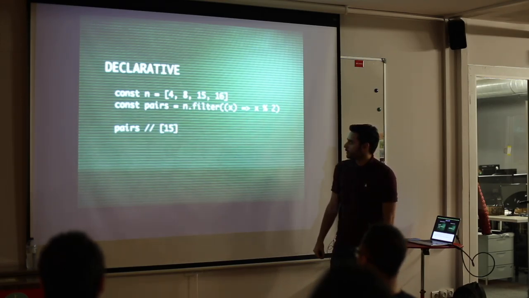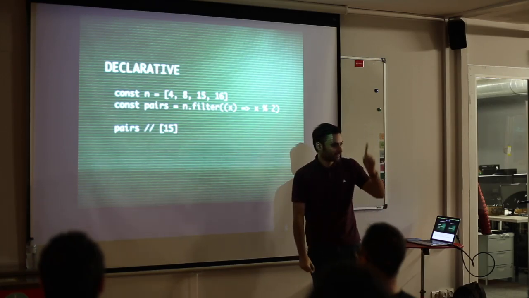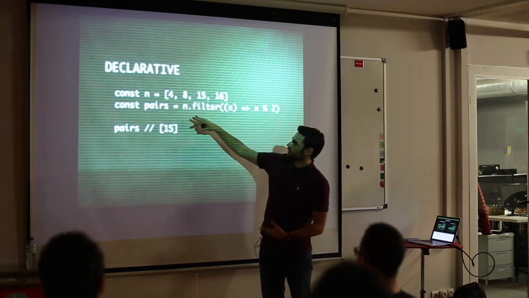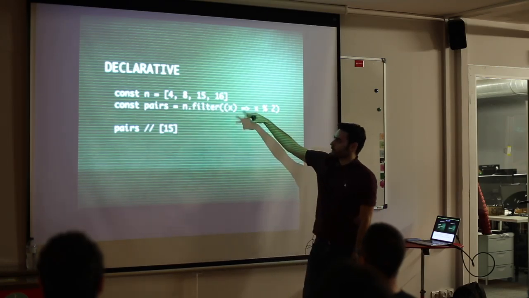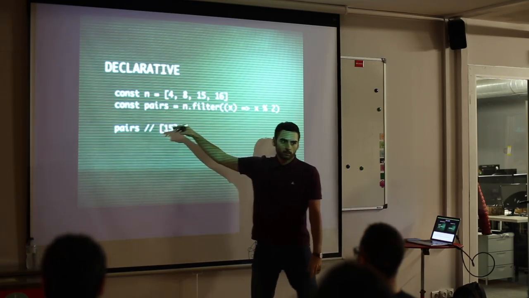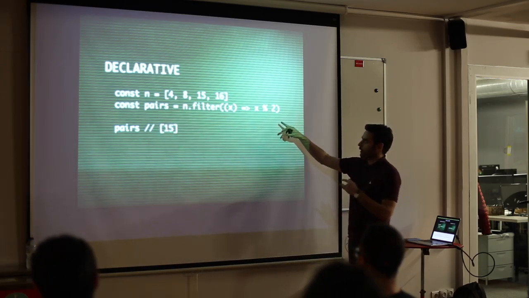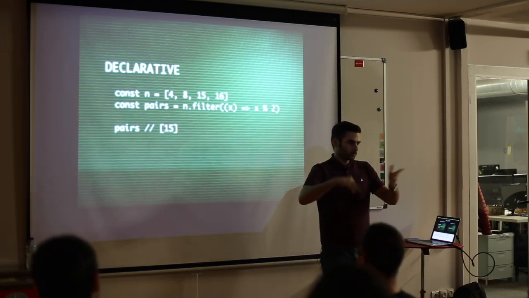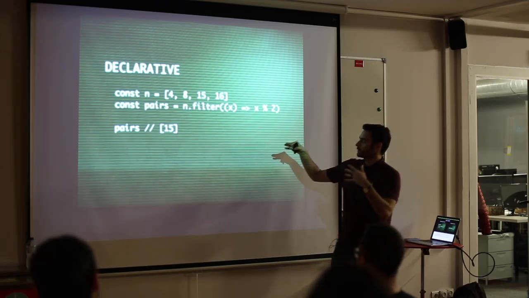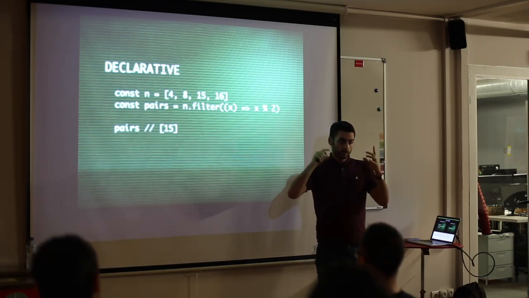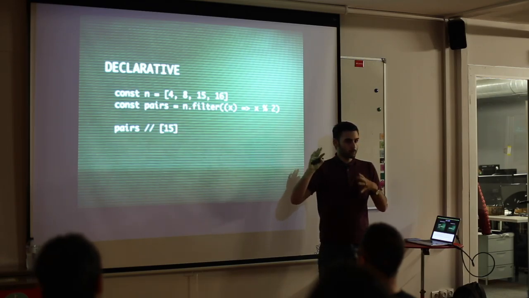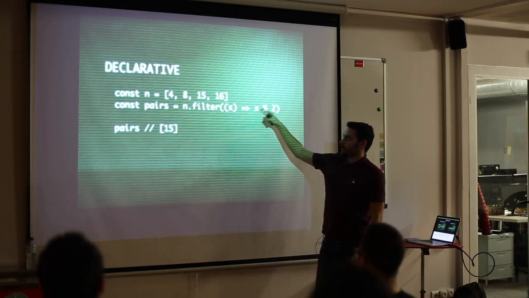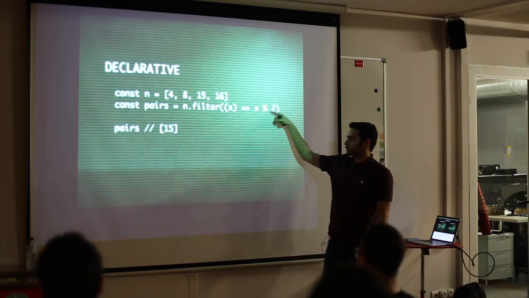And the other pillar is declarative. Here, by the way, we are just getting those numbers that fulfill this statement, which is that the modulus of two should be one, so false. Complex code, my bad. Whatever, the idea is that I'm not telling the code how to do things. I want pairs, so I'm not going through, give me this, and then check if the value is bigger than, and so on and so forth.